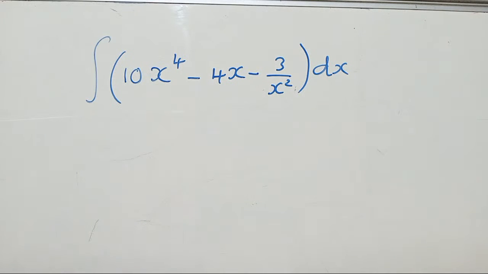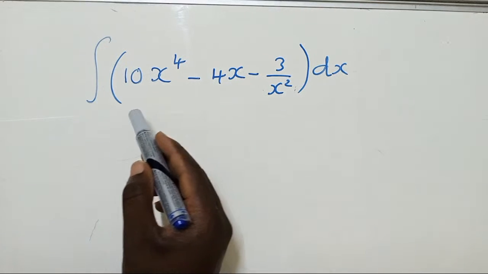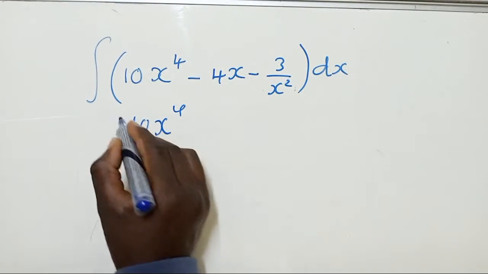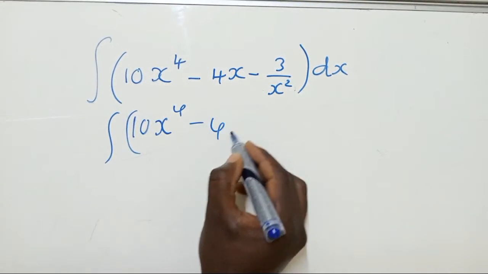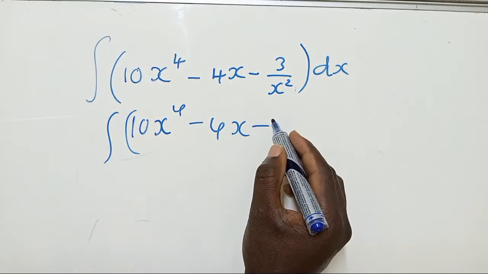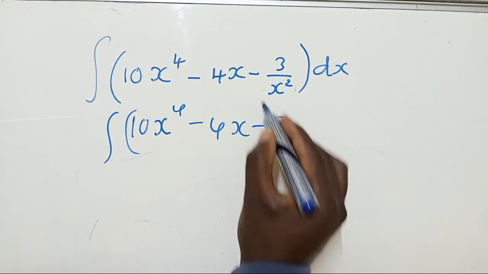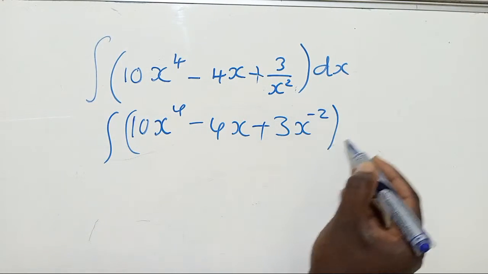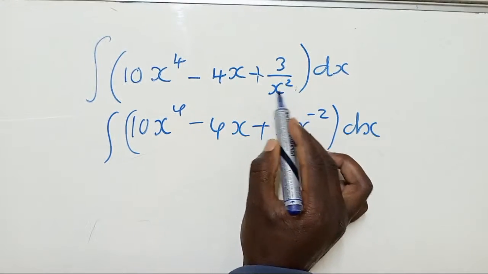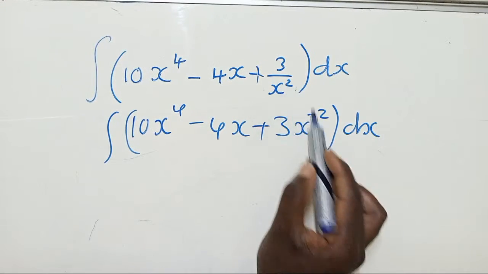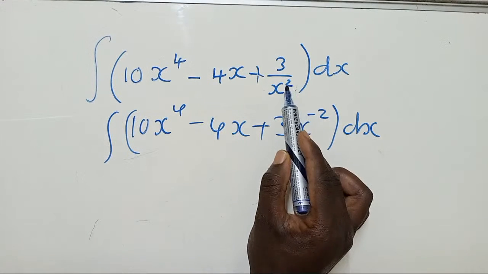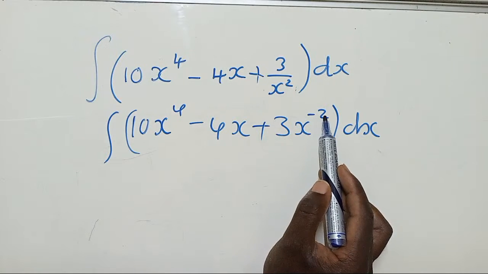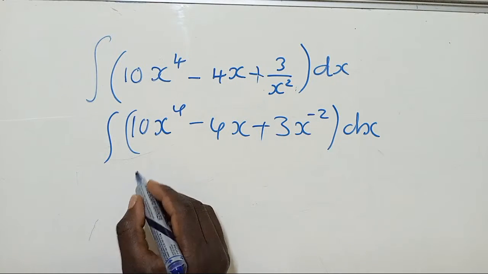All right. So for this one, what you normally do is you just copy and use the laws of indices. Make this one, actually this is plus, here is plus. So it will look like this. The denominator goes on top and becomes the numerator. So the power is 2, and by laws of indices it will be negative power 2. So now you're ready to integrate.